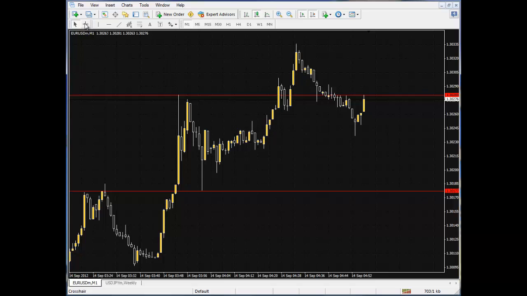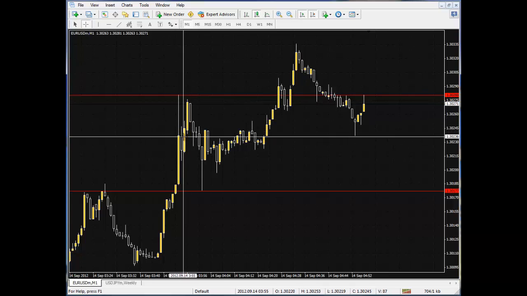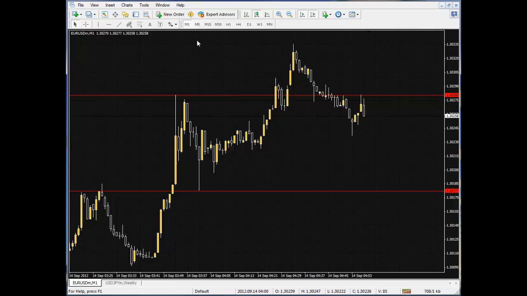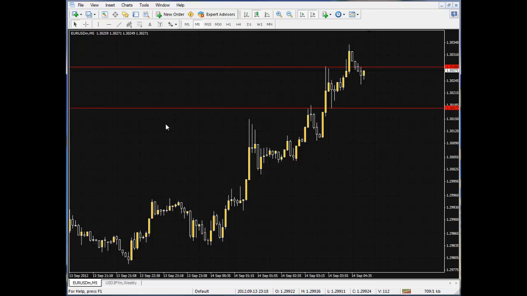So if we look at the difference from opening candle here and the opening candle here, we would have had about 2 pips in the market. So that would have been a scalping trade on that time interval. Let's look at it on the 5-minute chart.